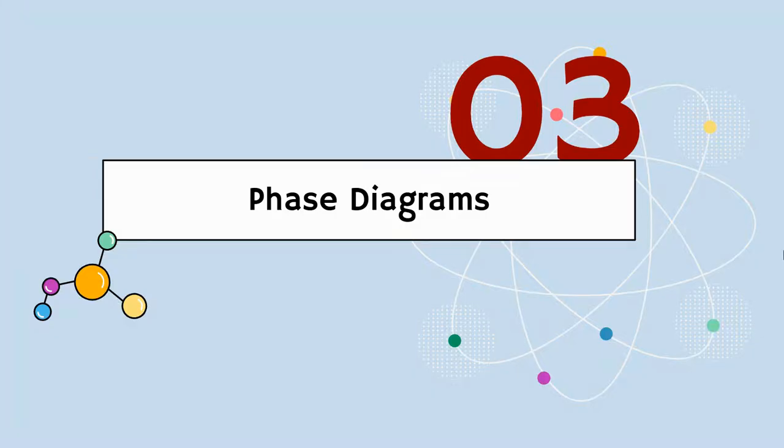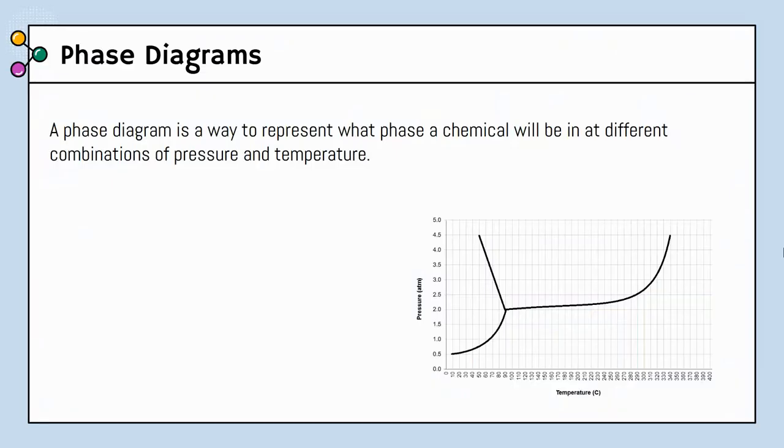In the last part of this video, we're going to talk about phase diagrams. So phase diagrams are ways to represent what phase a chemical will be in at different combinations of pressures and temperatures. Now, every phase diagram will look more or less what you see on the right, with temperature on the x-axis increasing as you go towards the right, and pressure on the y-axis increasing as you go up.